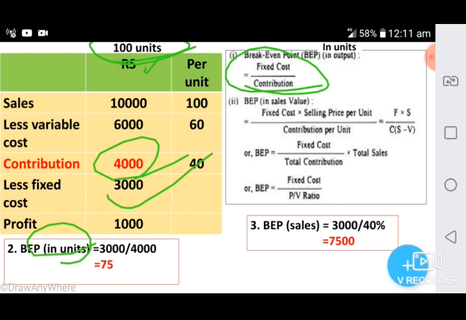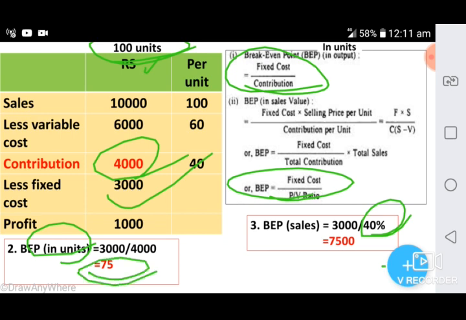Then in sales, we already calculated the PV ratio, so this formula we can apply. BEP in sales equals fixed cost divided by PV ratio. Fixed cost 3,000 divided by PV ratio 40%. So BEP sales value is 7,500. We can verify this because break-even point is no profit or no loss. We can verify whether this answer is correct or incorrect on the basis of the BEP point.